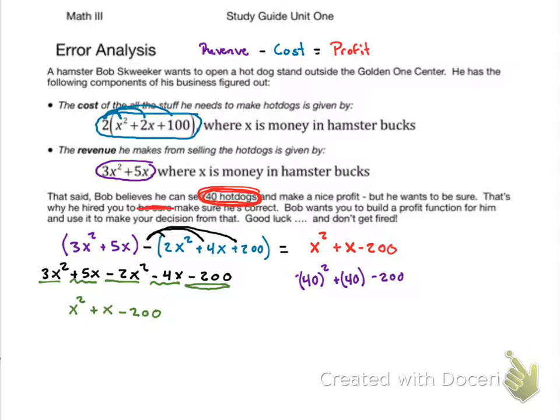So when we simplify this out, again, order of operations, you've got to do your exponents first. 40 times 40 gives us 1,600 plus 40 minus 200. His profit is $1,440.